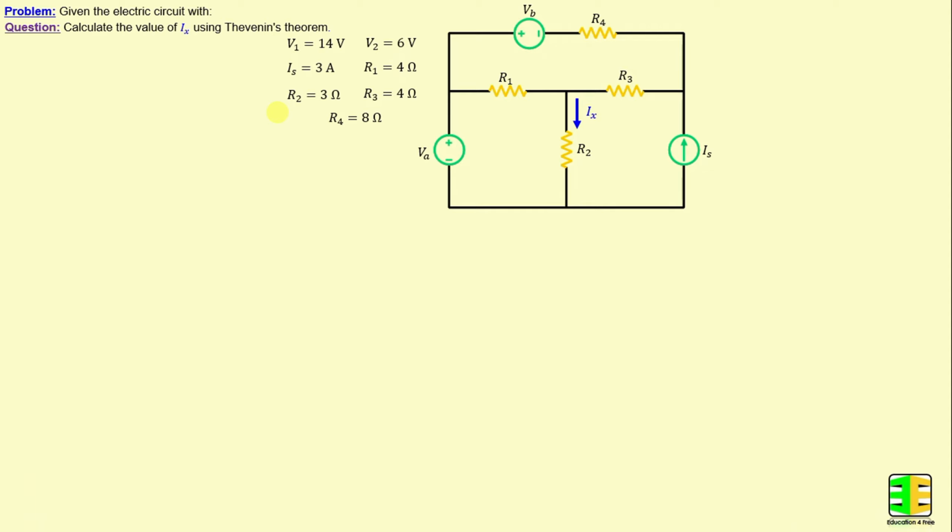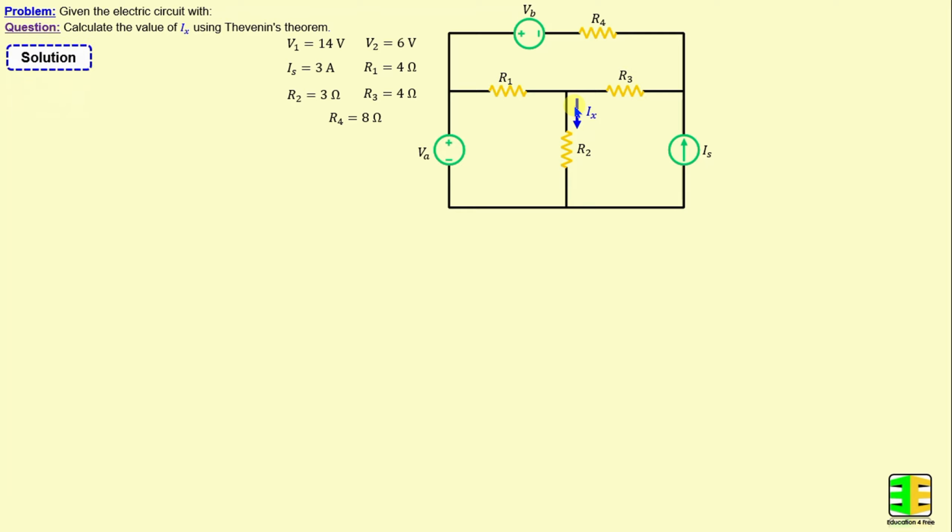Let's consider this network consisting of 4 resistors labeled R1 through R4, as well as 2 independent voltage sources V1 and V2 and 1 independent current source IS. The question now is to calculate the value of Ix using Thevenin's theorem. Ix is the current through the resistor R2. Let's move on to the solution.